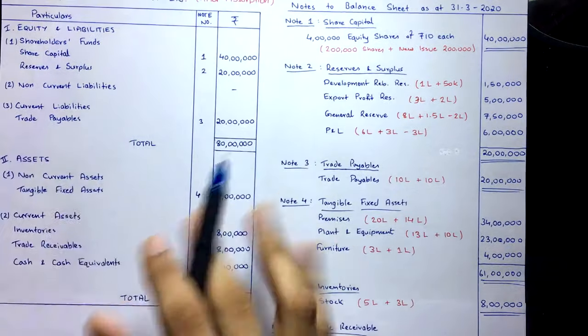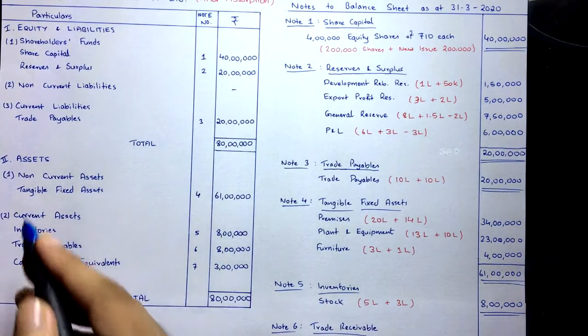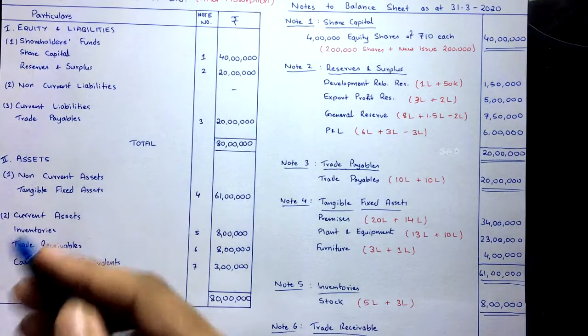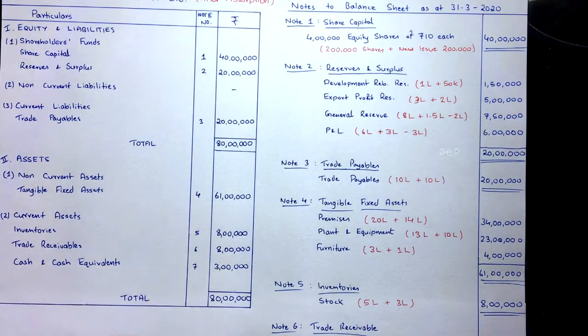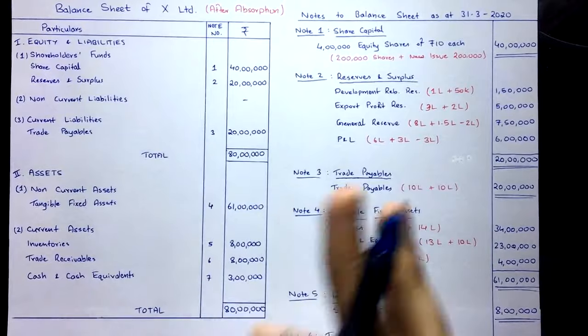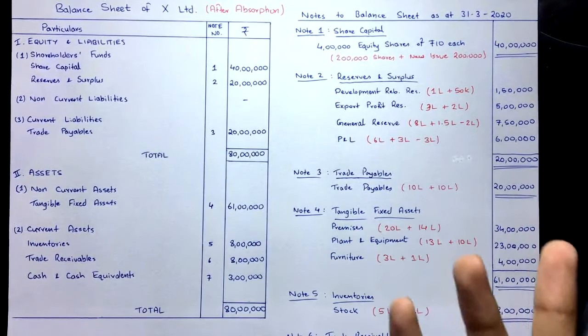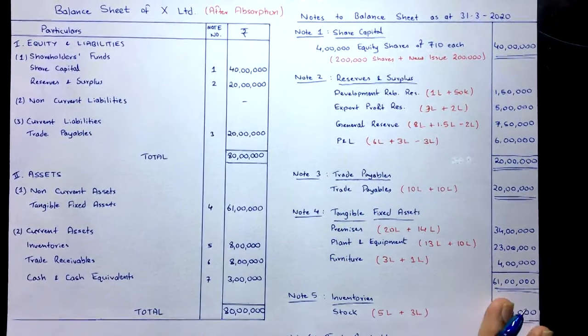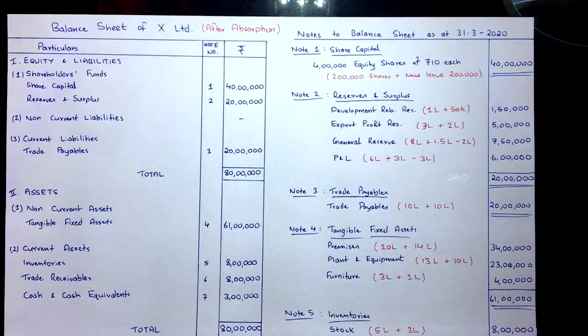Non-current and current liabilities, non-current and current assets. In non-current assets, what comes? Tangible, intangible. In current assets: inventories, trade receivables, cash and cash equivalents. That's how you have to do it. It's very simple. Don't worry. The vertical balance sheet is just an illusion. It looks like it's very tough, but it's not really. So this is how you have to do it. Understood? We have seen how to do the realization account.